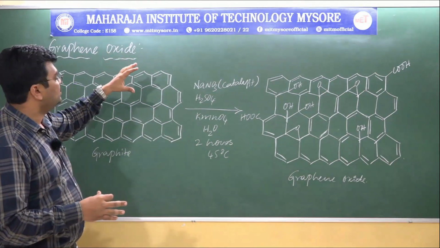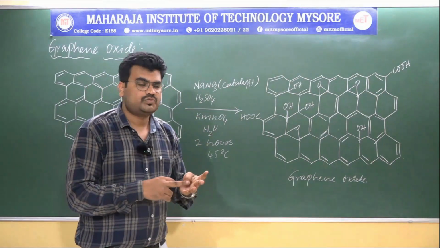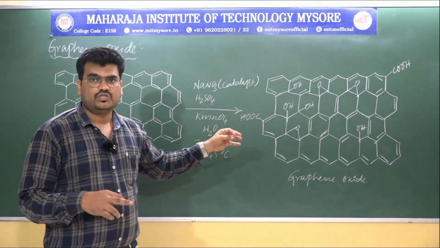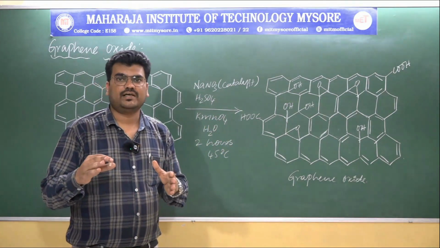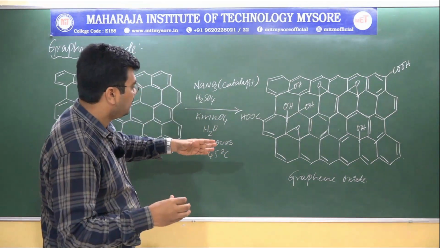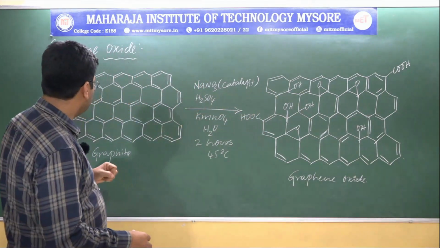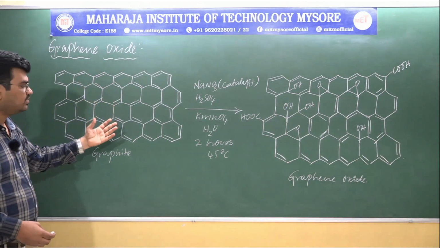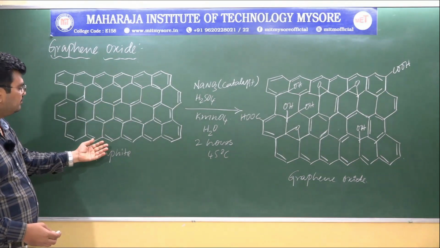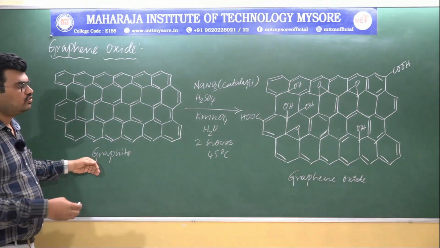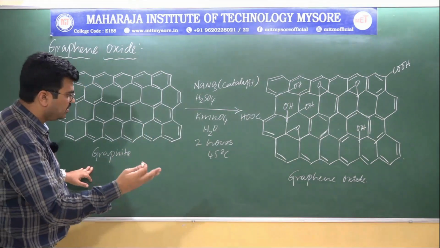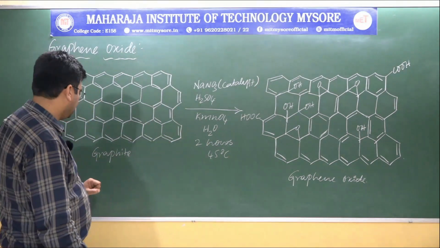So graphene oxide consists of hydroxyl groups, carbonyl groups, alkoxy groups, carboxylic acid groups, etc. That is called graphene oxide. Here our aim is to take out one layer of carbon atoms, one sheet of carbon atoms, from this graphite in order to form graphene. But before preparing graphene, we will get graphene oxide.